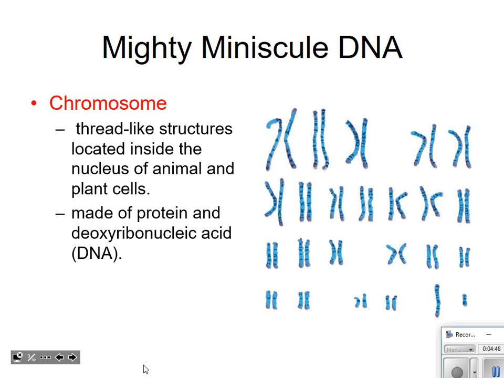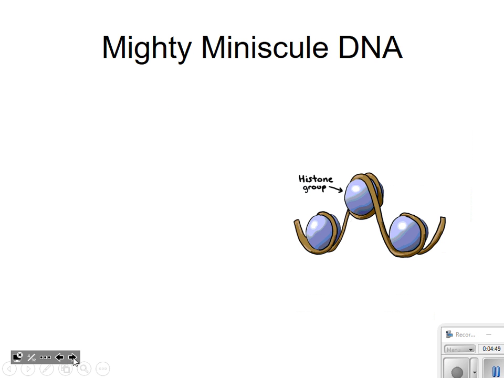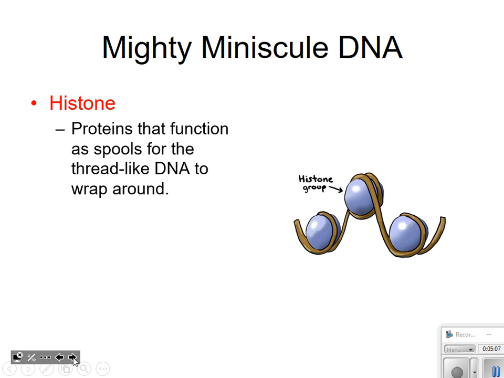After chromosomes, look at that cute little thing. Kind of looks like beads on a necklace. That is the histone. The histone is the little bead, the purple sphere there. A histone is a protein that functions as a spool for the DNA thread to wrap around. So the histone is the spool that the DNA thread wraps around.